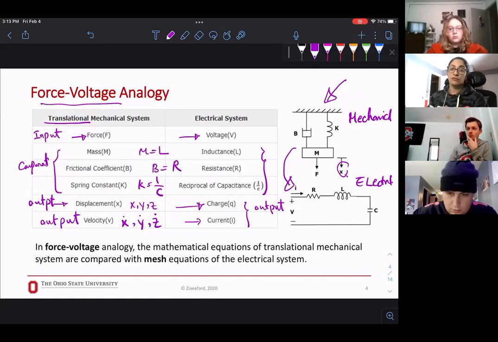Now, this is the force voltage analogy. If you are in force voltage analogy, the mechanical equation are compared to mesh equation of electrical system. You see that you can create a series component and say it is equal to that mechanical.